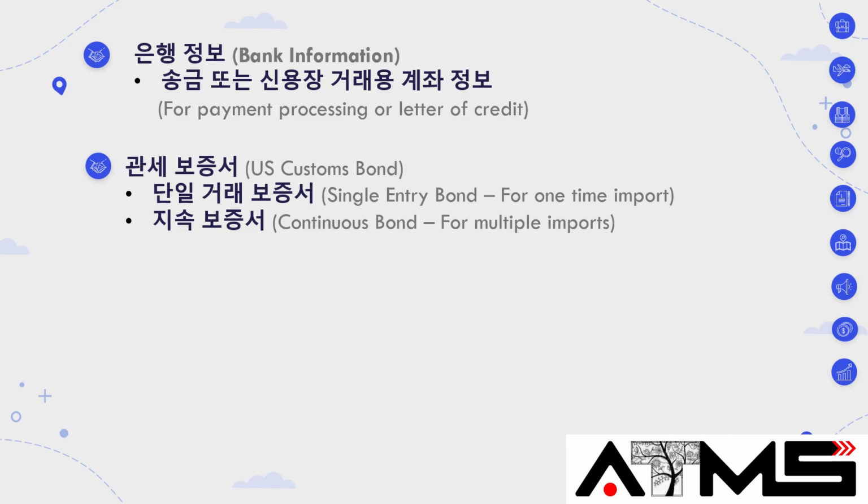There are two types. First one is single entry bond, which is used for one-time or occasional imports. The other one is continuous bond, which is ideal for regular importers, valid for 1 year and based on the estimated annual duty amount. It works much like car insurance. The more coverage you need, the more the bond costs. Your customs broker will guide you through the bond purchase.